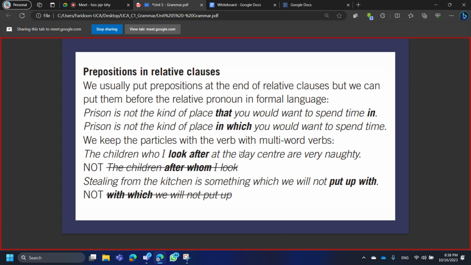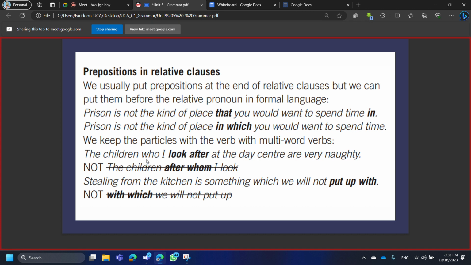So let's talk about it. We keep the particles with the multi-word verbs, meaning that if you have phrasal verbs, we are keeping the particle with the verb and not separating them. For example, the children who I look after. So the verb is look, and after is the particle. Even though after in this case is a preposition, I am not able to use the formal technique and bring it all the way here.